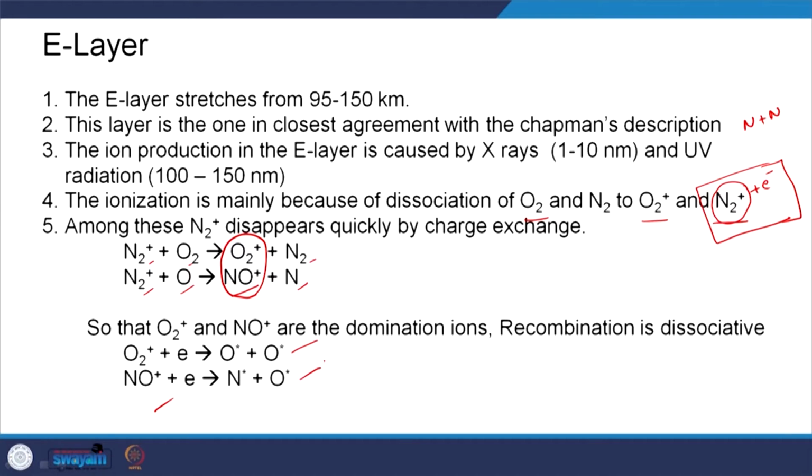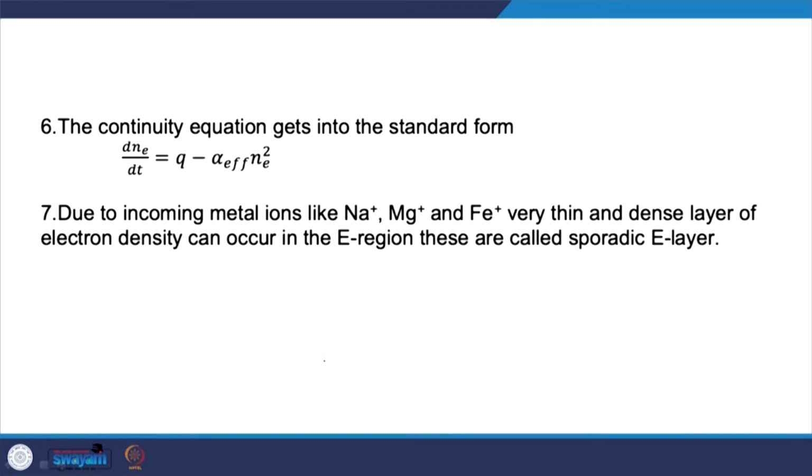The electron densities available in the E layer are more in comparison to the electron densities in the D layer, right. And during the night time, due to the lack of energy, it also affects the strength of both these layers. The continuity equation gets into its standard form, where dNe by dt is the rate at which electron density will change with respect to time, Q is the rate of production, alpha is the recombination coefficient, and Ne is the electron density, right.